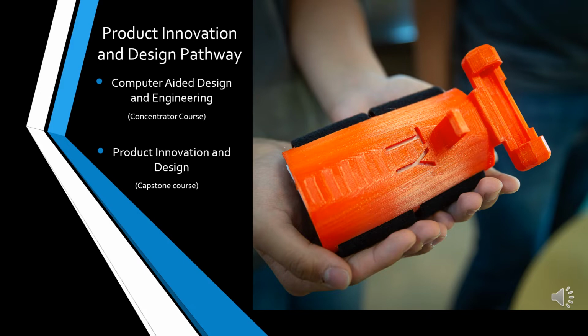If you enjoy dreaming, creating, designing, and building, then the Product Innovation and Design pathway is for you. Learn how to use technology and modern machinery to take your ideas and turn them into finished products. This pathway consists of 2 courses, Computer-Aided Design and Engineering, which is the concentrator course, and Product Innovation and Design, the capstone course.